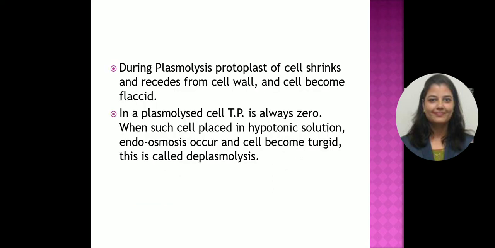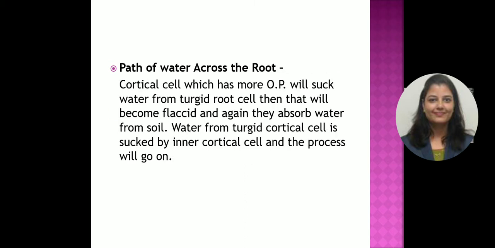So during plasmolysis, the protoplast of the cell shrinks and recedes from the cell wall, and the cell becomes flaccid, as we had already seen in the diagram. In the plasmolysed cell, turgor pressure, TP, is always 0. When such a cell is placed in a hypotonic solution, endosmosis will happen and the cell will become turgid, and this is called deplasmolysis. In the diagram it was easy to understand.